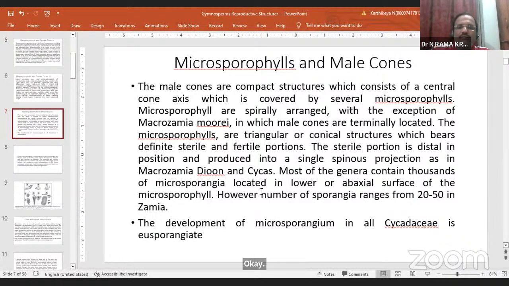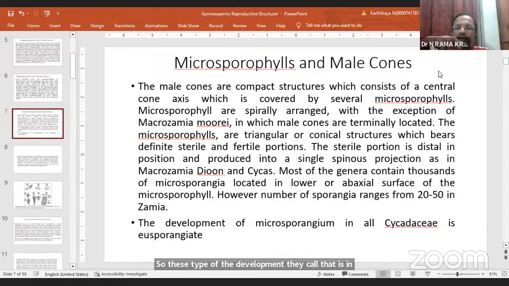So this development, the entire microsporophyll development, is eusporangiate. I already told you. For example, now you see here the tip of the branches. Here we are looking at one cell. This cell germinates into the microsporophyll. Here we are looking at one group of cells. This group of cells germinates into the male sporophylls. This type of development we call eusporangiate development.